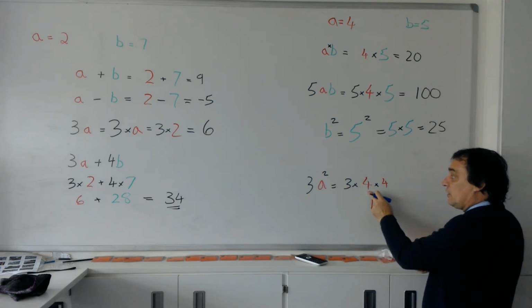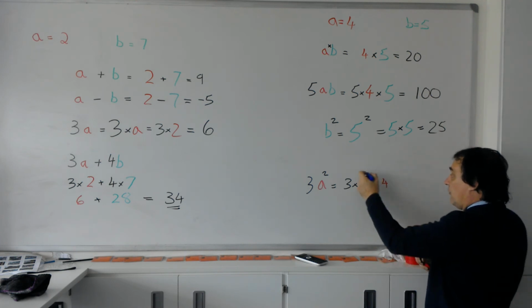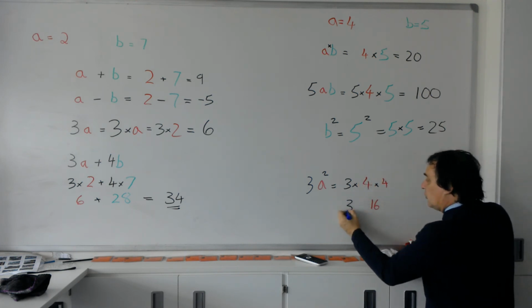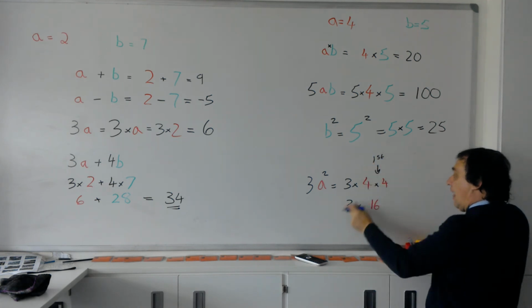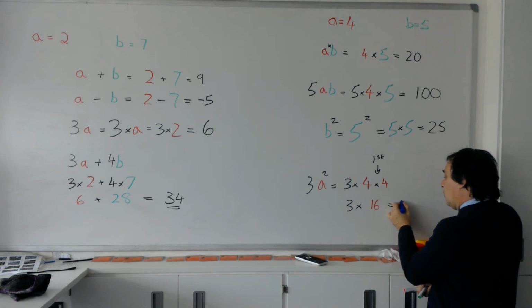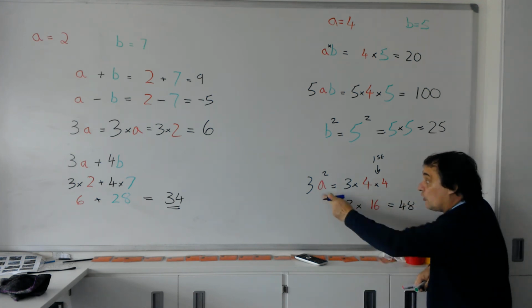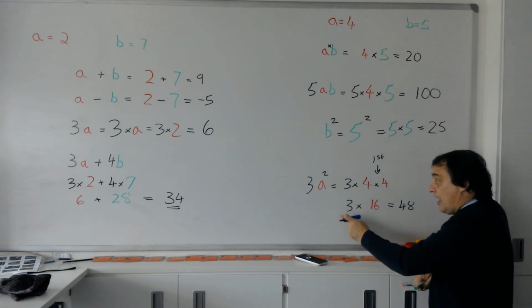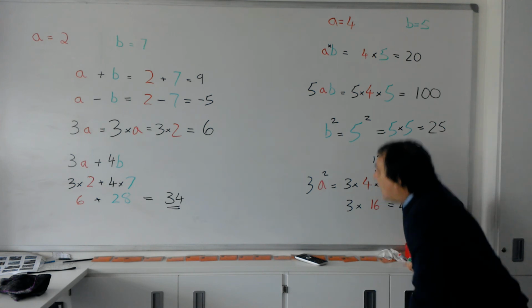Don't go doing 3 times 4 and then try to square that. Do the 4 times 4 bit first, and then you do 3 times 16. So in other words, you do that bit first there, and then you multiply it by 3. So it gives you 3 times 16, which gives you 48. Order is very important. So make sure, like big maths, you do the squared bit first, and then you multiply the whole lot by 3, making sure you do it in that order.